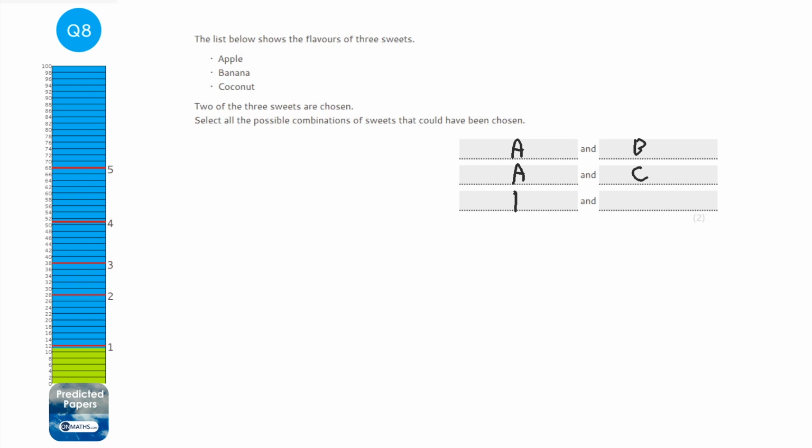So I'm going to move on to the second one, which is banana, and pair it up with coconut. And those are the 3 options. So with these types of questions, just make sure you have a nice routine, and you'll normally have items that have a different first letter, so it's just a bit easier to write them down. Rather than writing apple, I just write A, and that's absolutely fine.